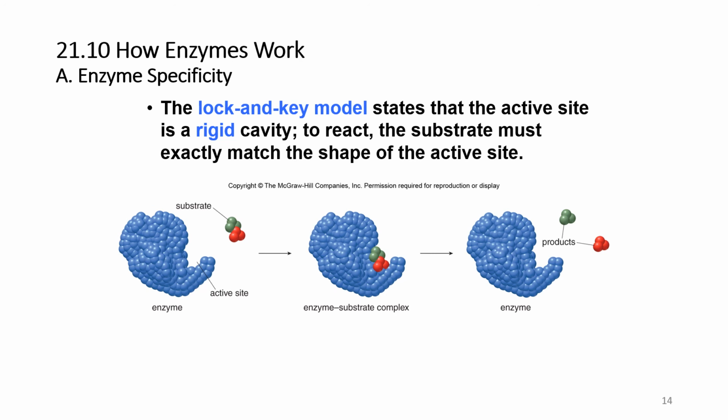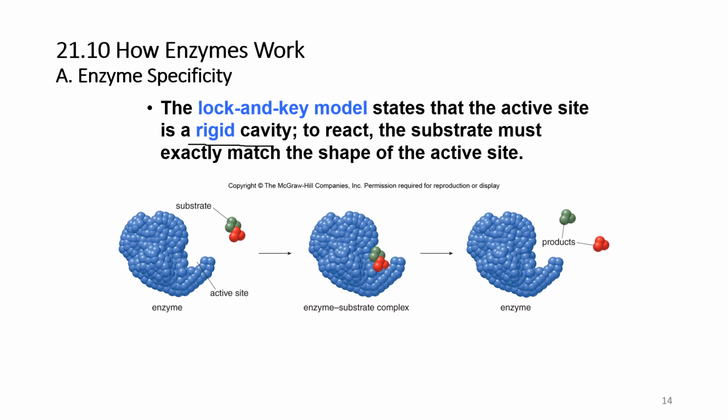So the first model that was proposed is called the lock and key model, and this describes the active site as being a rigid cavity. In order to react, the substrate must exactly match the shape of that active site. So this doesn't allow for very much flexibility in substrates, but it does contribute to extremely high specificity. When I say flexibility, it limits the interaction with other substrates that might have a similar shape to the real substrate.